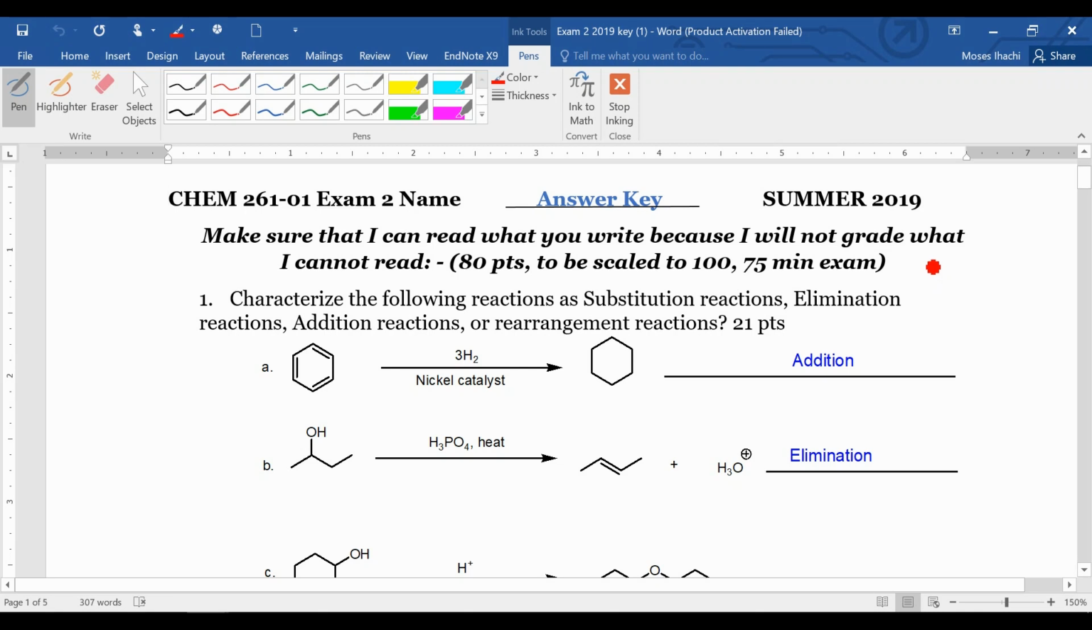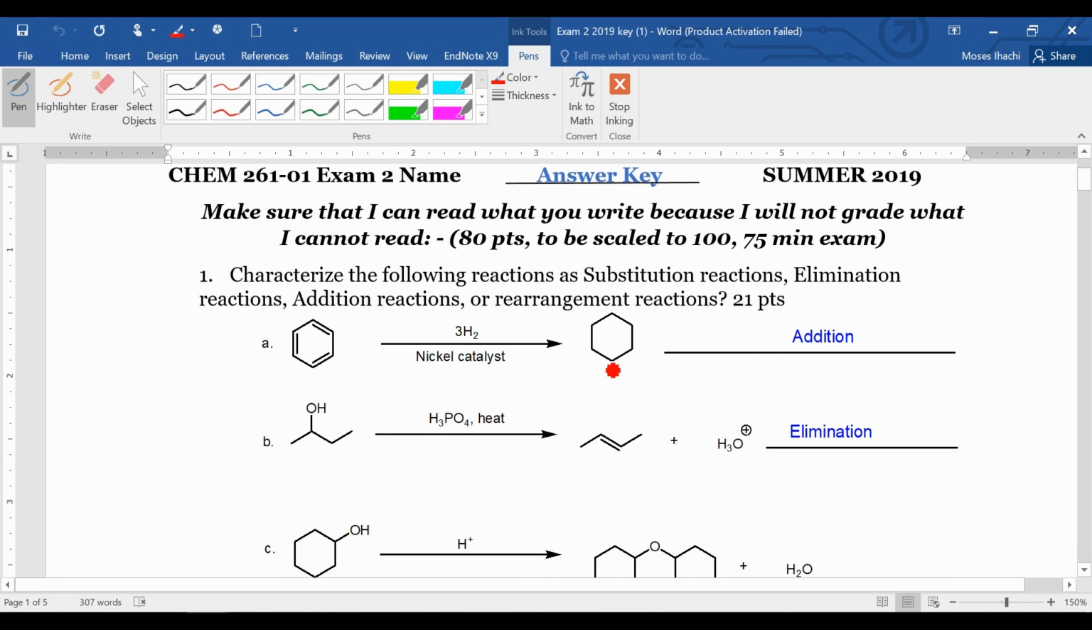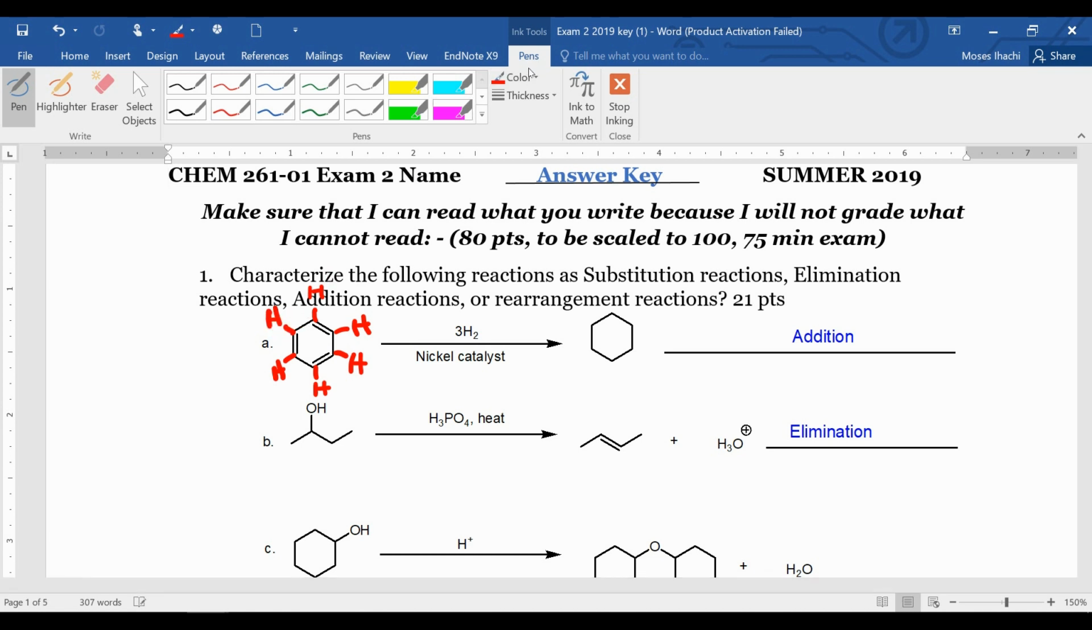Okay, so I'm briefly just gonna explain some of the points that are not written. For example, in this summer 2019 exam 2 that was done by some students last year. So characterize the following reactions as substitution reactions, elimination, addition, or rearrangement. So for the first one here, what I would have done if I were you, I would have shown all the hydrogens possible, because I really want to know if I've taken them out or I've added them. So in this case, I've shown all my hydrogens.